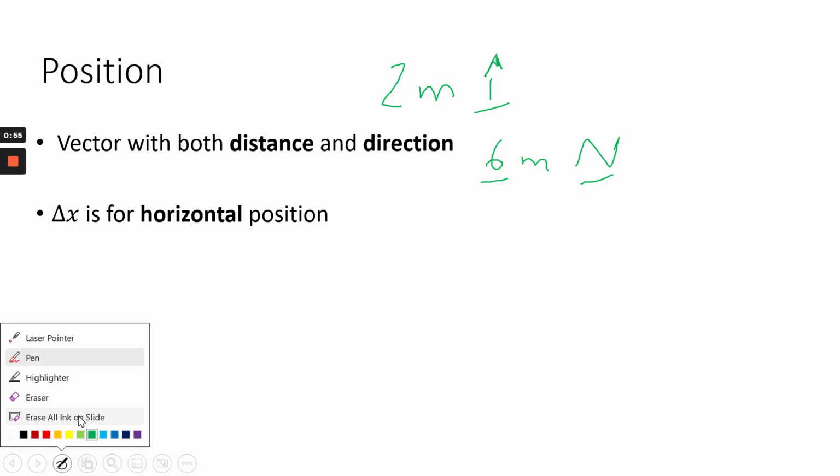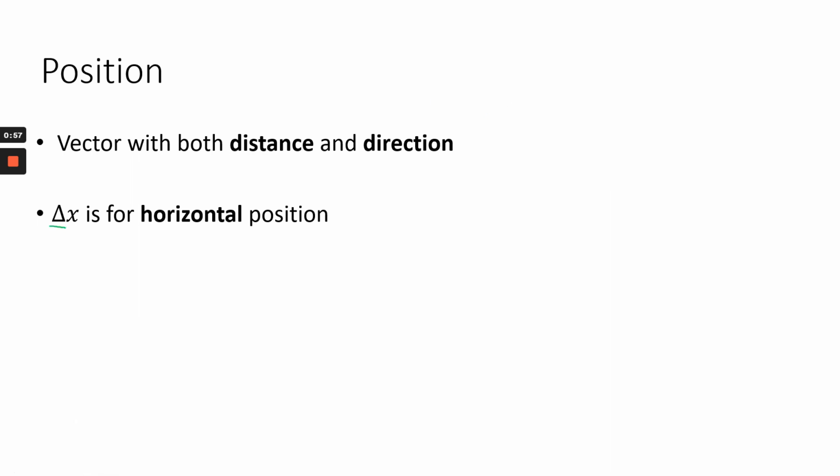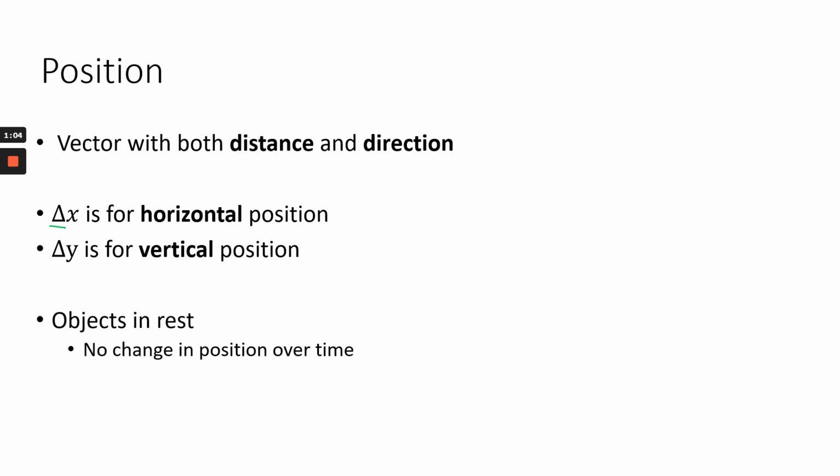Delta x, so the triangle represents delta. Delta x is usually defined for horizontal position, and delta y is usually defined for vertical position. Also, when problems mention objects at rest, which is commonly discussed in physics, you can define an object at rest based on its position over time. When an object is at rest, that basically means there is no change in position over time.